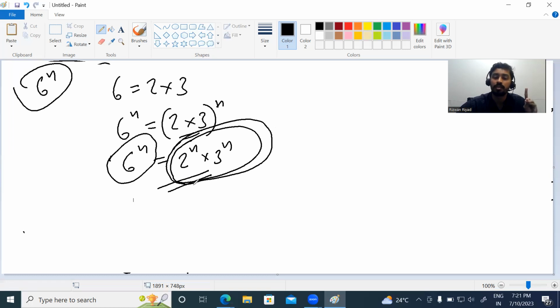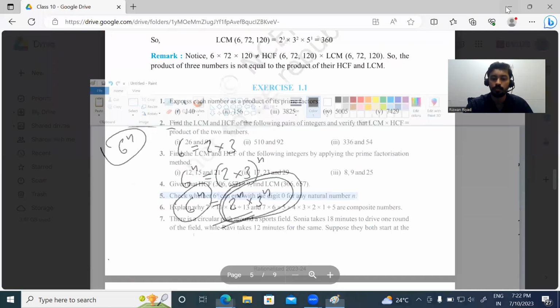Which means 6 raised to n is not divisible by 5. That means we cannot have this number ending with 0. That is the answer: we cannot find 0 at the unit place of 6 raised to n. Hope that is clear for you. Let's move to the next topic.